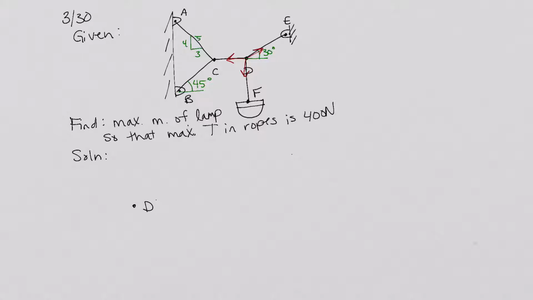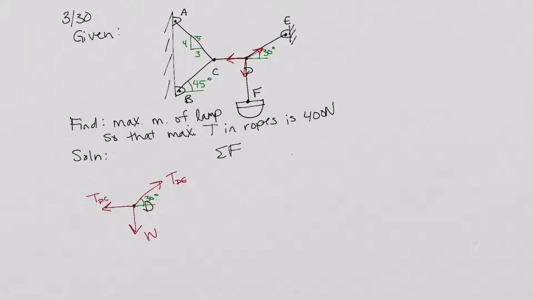So we have the tension from D to E. We have the tension from D to C. And then we have the weight of the lamp. And then we know a little bit about the geometry. We have 30 degrees for that angle. And this is horizontal, and then that's straight down. So let's go ahead and see what we can do.